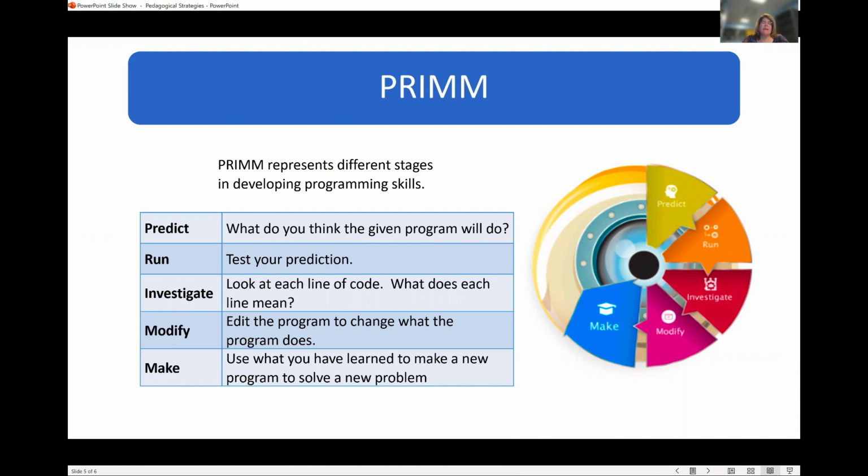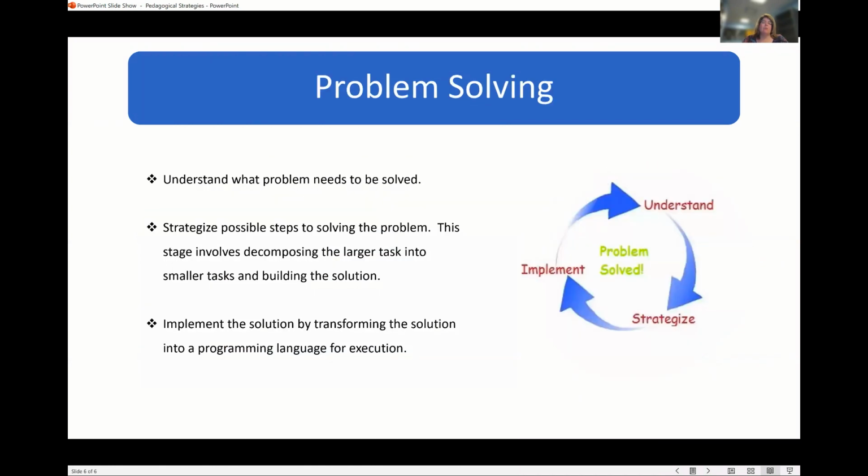They also investigate by looking at each line of code and asking themselves what each line of code means, and then modify or edit the program to change what that program does. And then in the make stage, they use what they've learned to make a new program to solve a new problem. And lastly, we have problem solving.